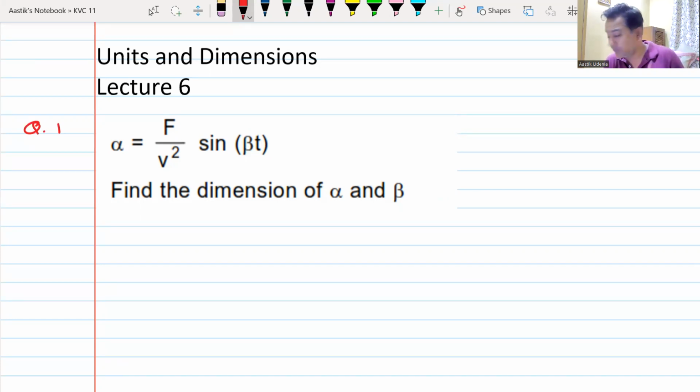This is the question that I have put. This question has come previously in JEE. The question is simple. Find the dimensions of alpha. Do you see alpha? Alpha is the Greek alphabet. The yellow one is alpha, and beta, the green one, is beta. You have to find the dimensions of alpha and beta.